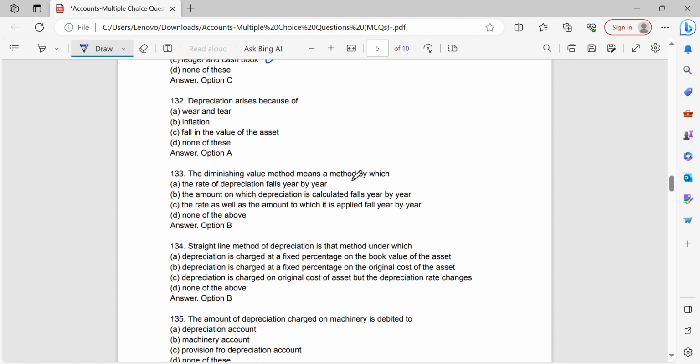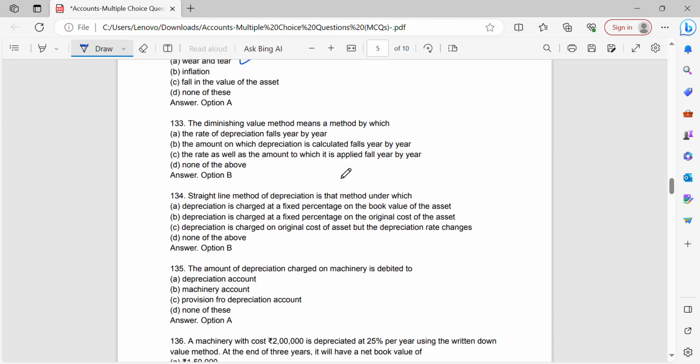The next question is depreciation arises because of option A wear and tear, option B inflation, option C fall in the value of the assets, option D none of this. The answer to the question is option A, wear and tear. The diminishing value method means a method by which A rate of depreciation falls year by year, B the amount on which depreciation is calculated falls year by year, C rate as well as amounts to which it is applied fall year by year, D none of the above. Answer to the question is option B, the amount on which depreciation is calculated falls year by year.